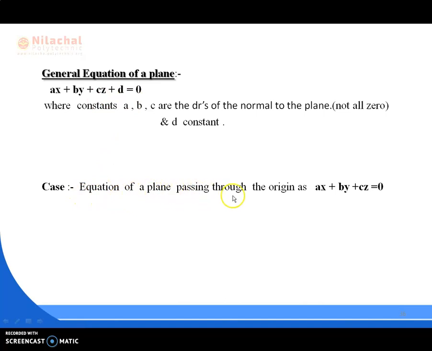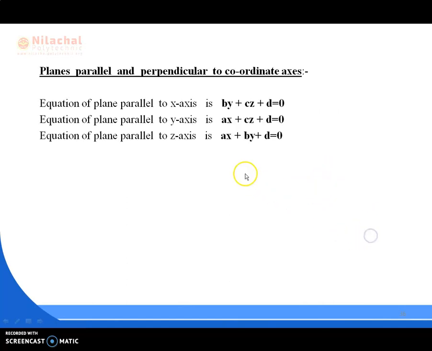Case: equation of a plane passing through the origin, then d must be 0. If the plane passes through the origin, then d equals 0, the constant must be 0. Then the equation of the plane is ax plus by plus cz equals 0.